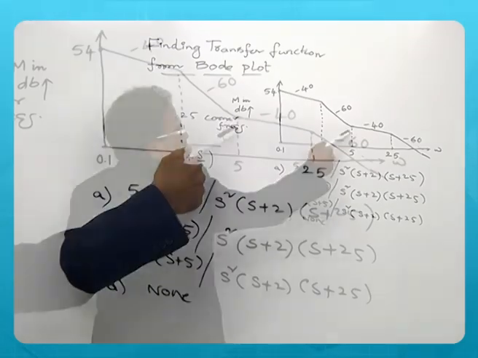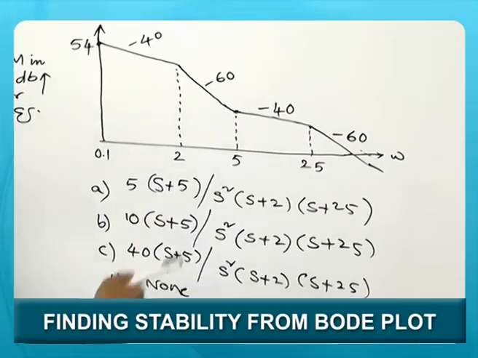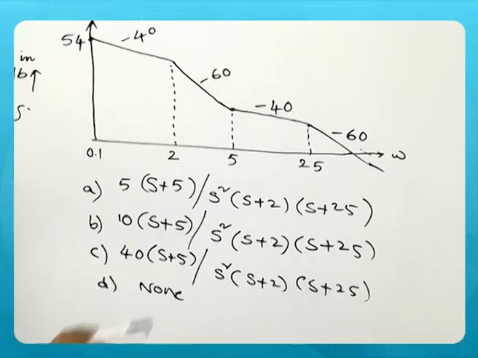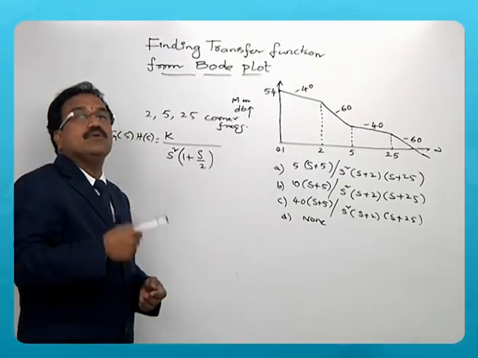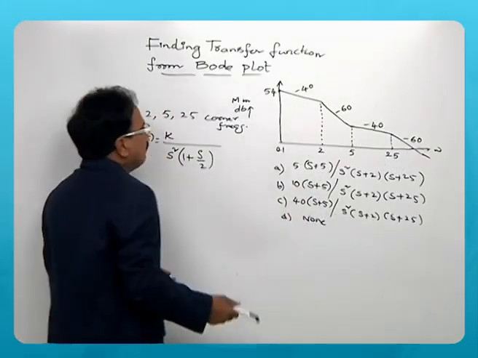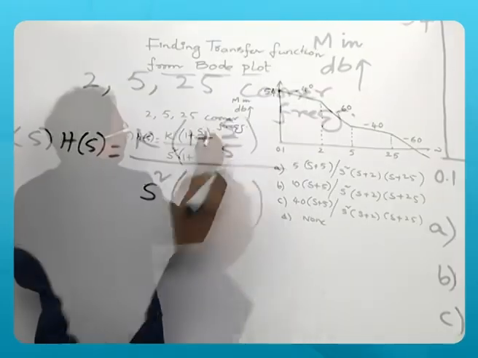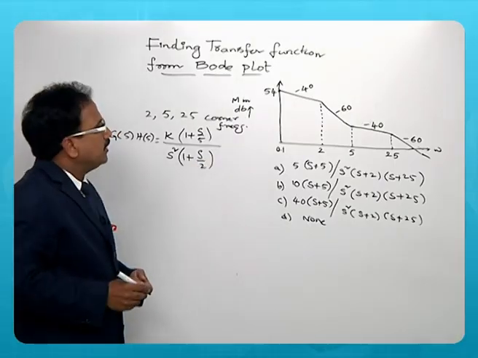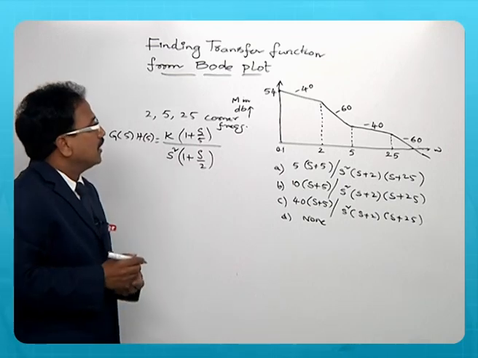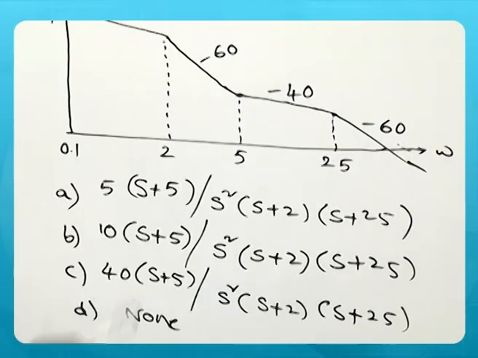Next, at the corner frequency 5, the slope has become minus 40. That means from minus 60 to minus 40, certainly a 0 is added. So where is the 0 added? At this corner frequency 5. So the numerator term 1 plus s by 5 is the 0 added. So the net slope has become minus 40 because plus 20 is added to minus 60.